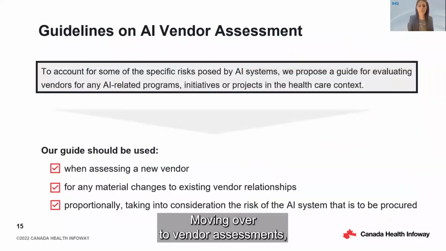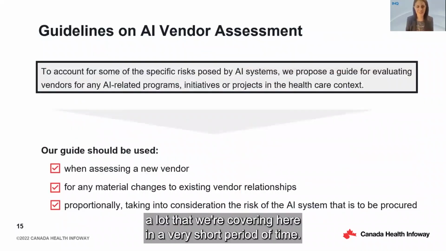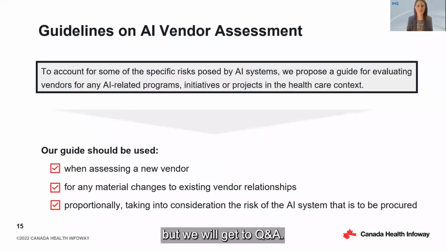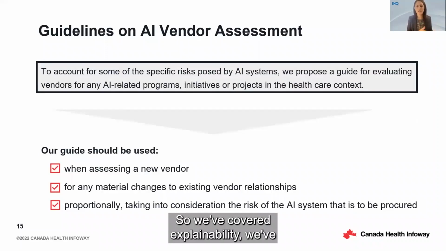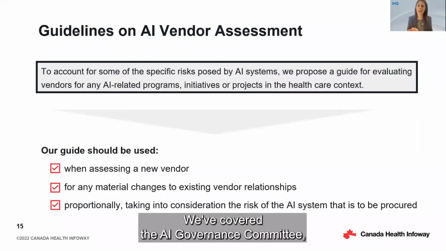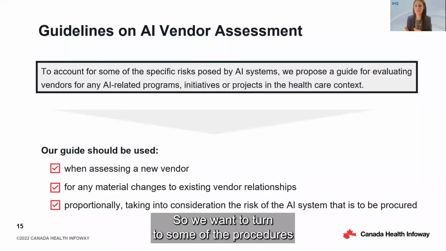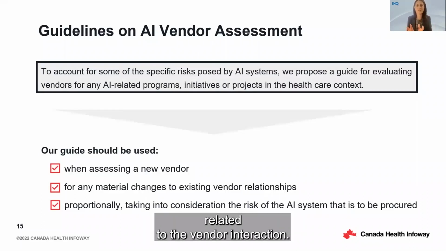Moving over to vendor assessments, and again, I do appreciate that there's a lot that we're covering here in a very short period of time. So I'm whipping through this a little bit, but we will get to Q&A. So we've covered explainability, we've covered operationalizing AI ethics, we've covered the AI governance committee, and we've covered now automated decision systems. So we want to turn to some of the procedures related to the vendor interaction.